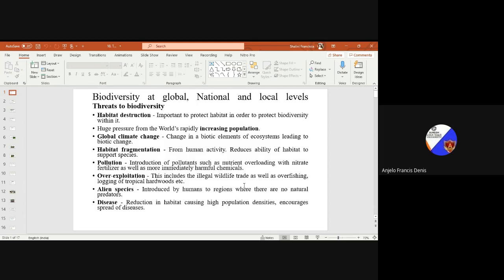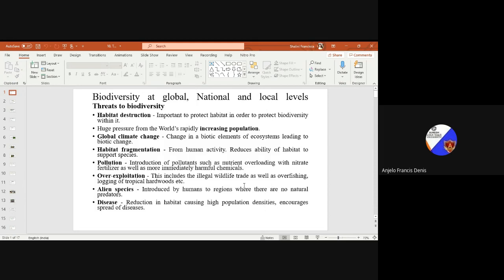It has been observed that threats to biodiversity are at every level, even at global, national, local, or regional levels. So, what are the major threats to biodiversity?